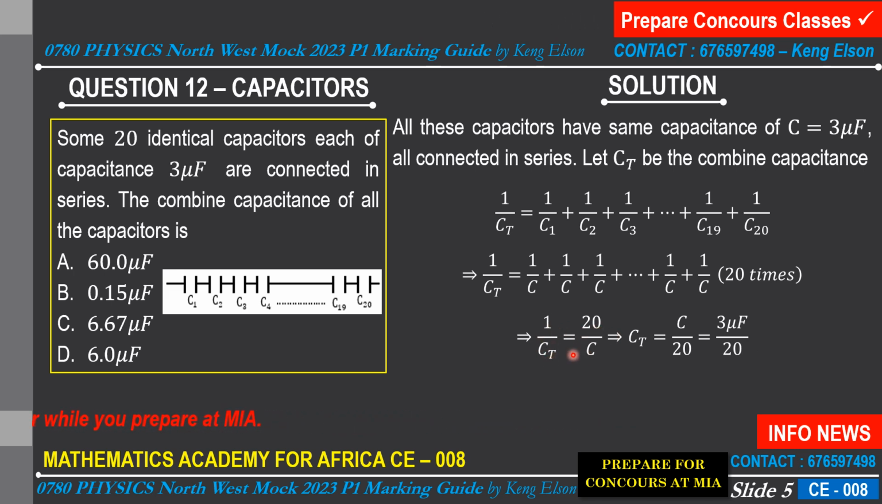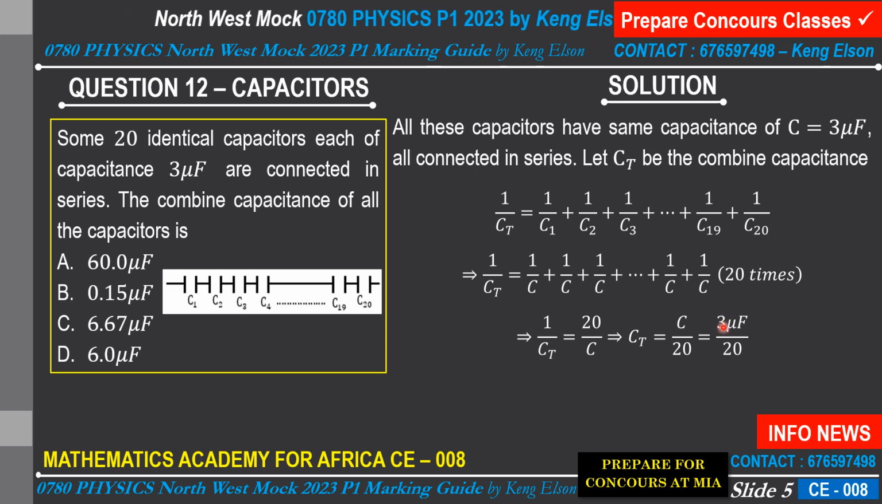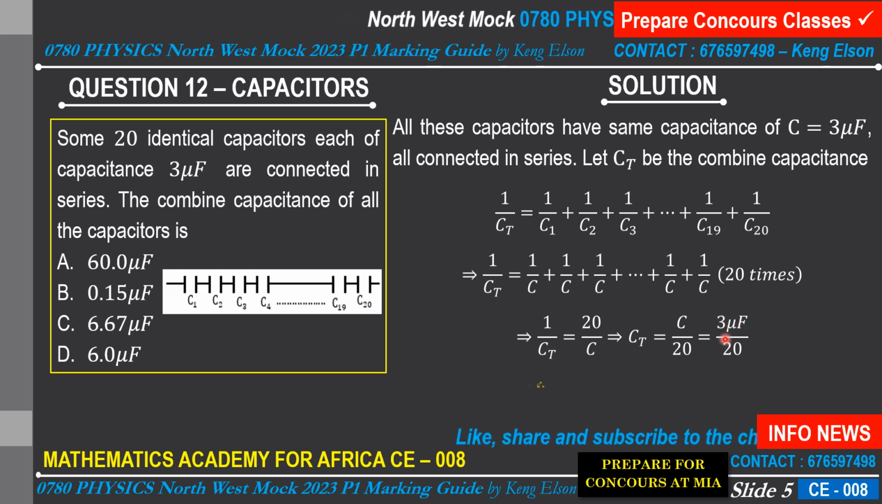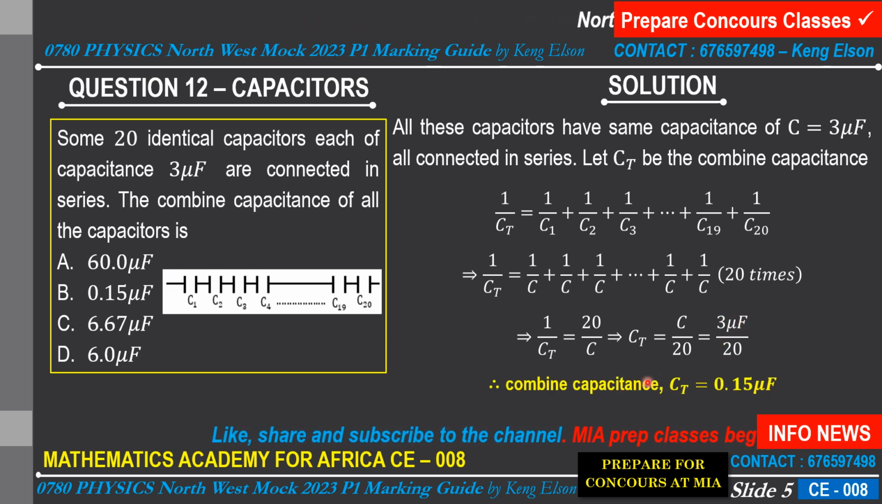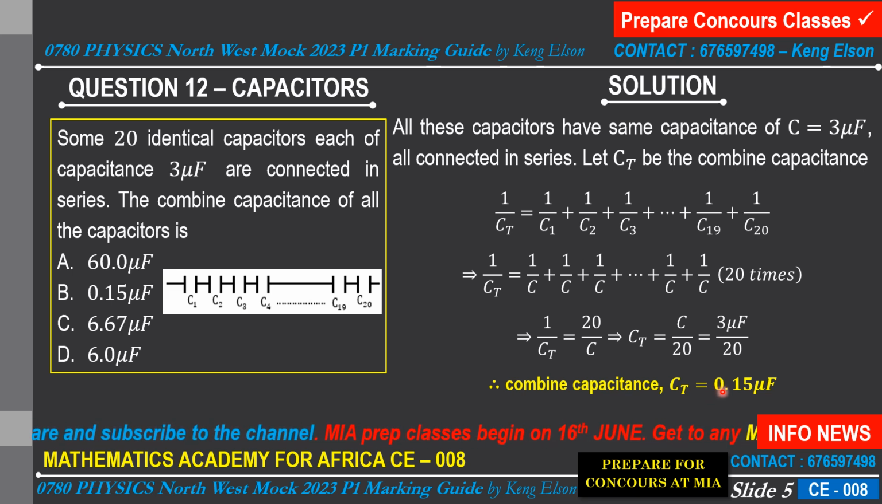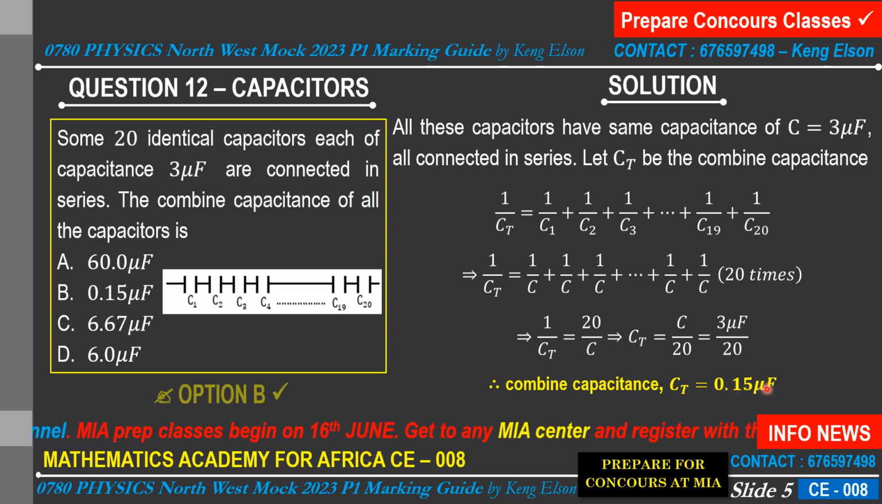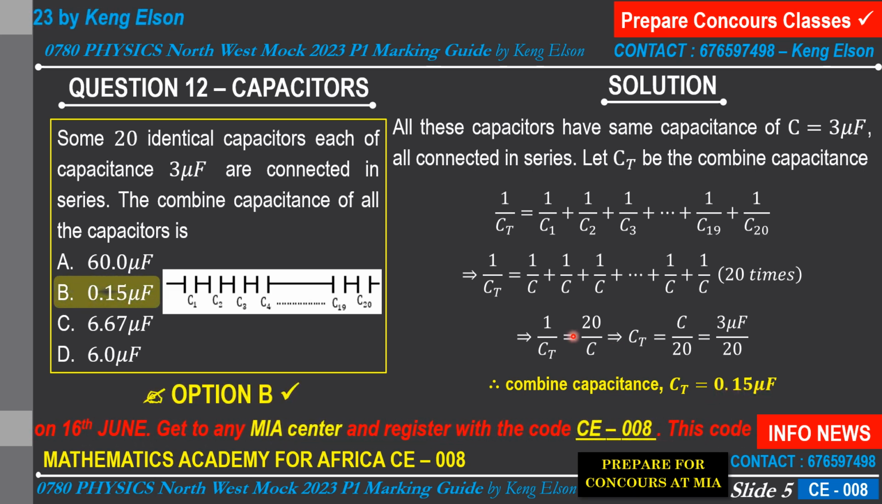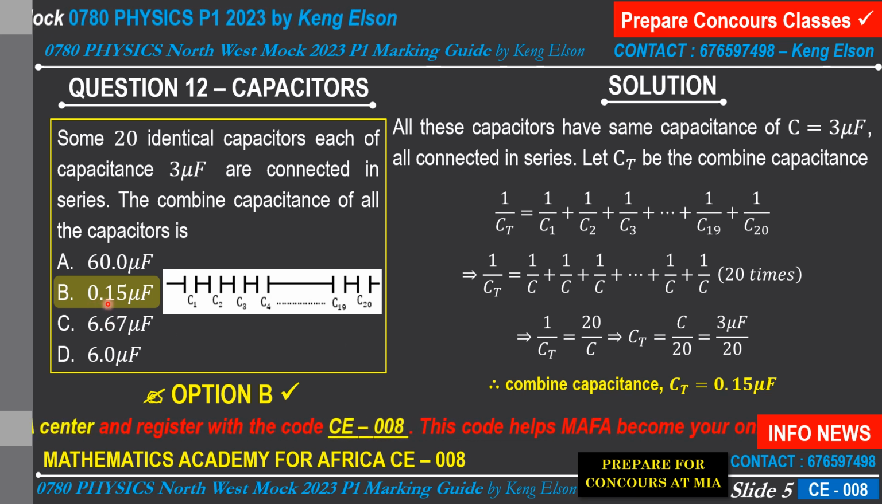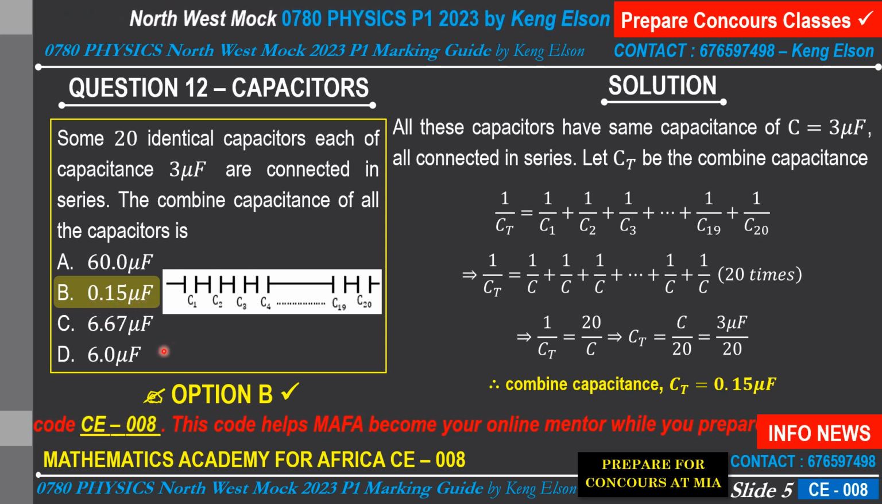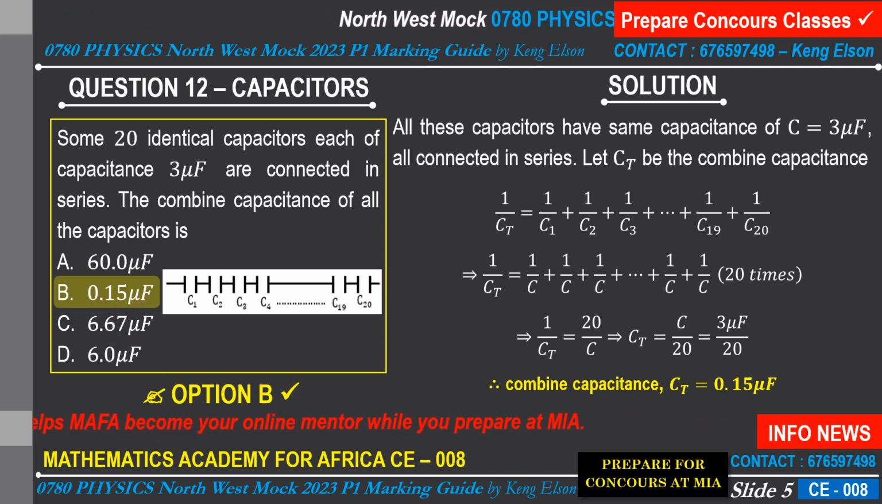So to get C total, I'm going to take the reciprocal on both sides, or I cross multiply. So C total is going to give me C on 20, but C is 3 microfarads, and if I take 3 microfarads divided by 20, I get exactly 0.15 microfarads. So the combined capacitance of all the capacitors is 0.15 microfarads, telling us that option D is correct.